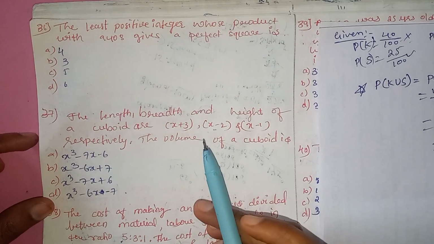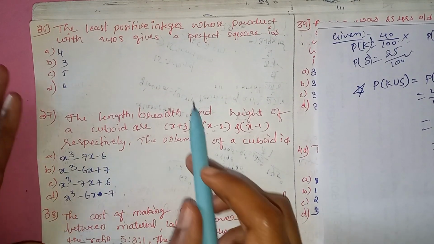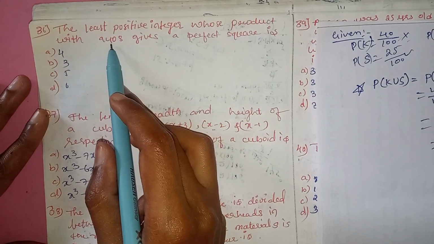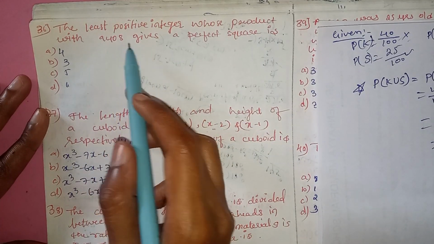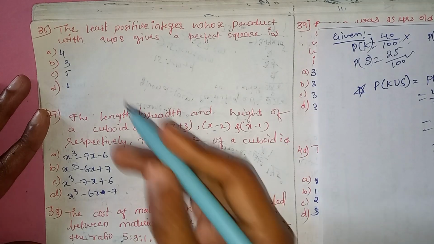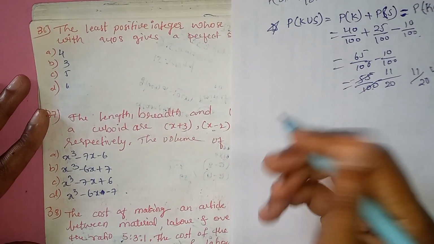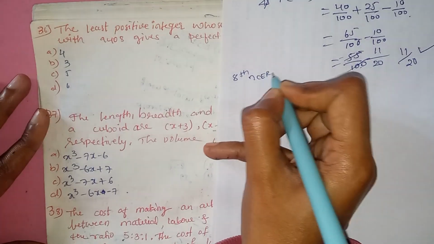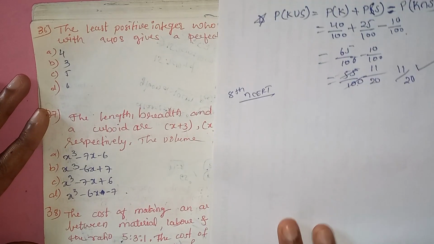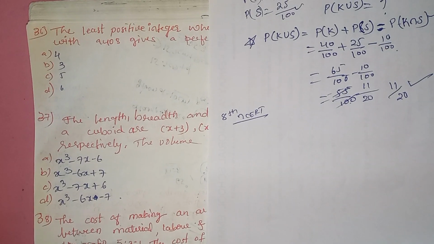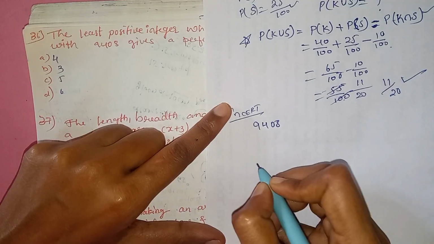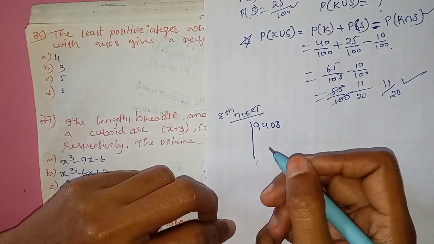We have the next question, the 36th question. The least positive integer whose product with 9408 gives a perfect square. Which class does this come from? 8th standard NCERT, the square and cube chapter. The number given is 9408. What do you have to do? You have to factorize this number.